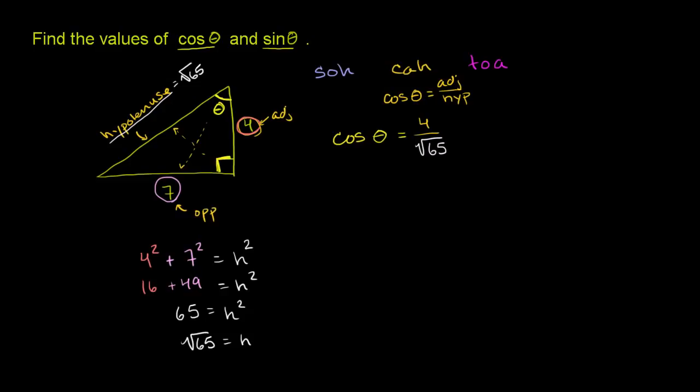Now let's do the same thing with the sine. What is the sine of theta going to be? I'll give you a few seconds to think about it. Well, SOH tells us that sine is equal to opposite over hypotenuse. In this case, relative to angle theta, the opposite side has length 7. And what is the length of the hypotenuse? Well, we just figured it out. It is the square root of 65.